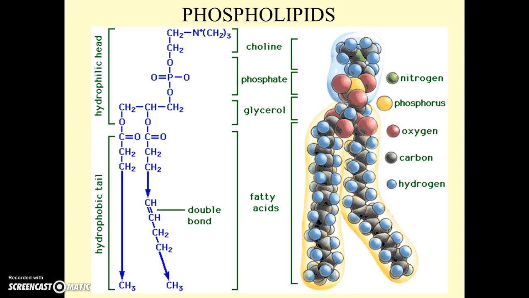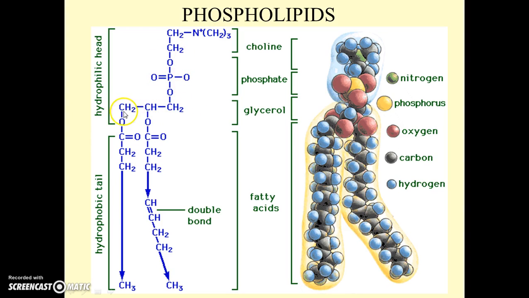There is a picture of your phospholipid there. We see the fatty acid tails. This double bond here tells us what? It has 1 unsaturated fatty acid and 1 saturated. And then we see that phosphate group at the top.